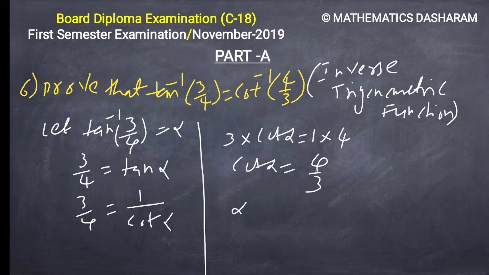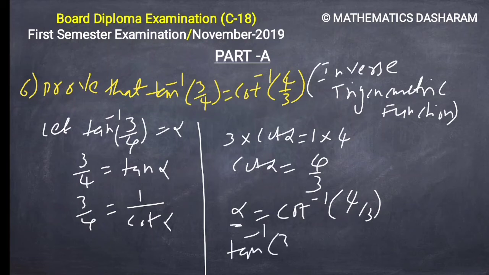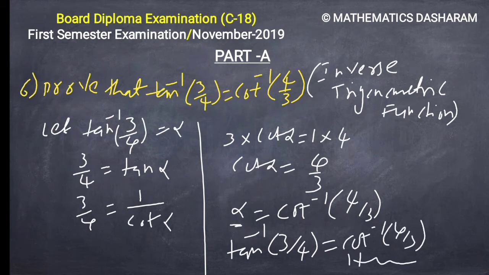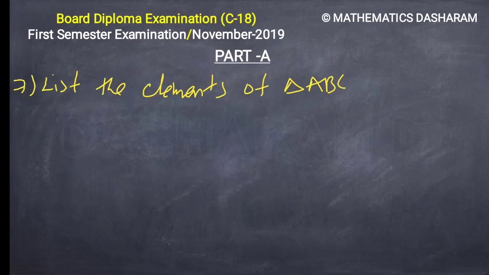So then alpha equals cot inverse of 4 by 3. But alpha we selected as tan inverse 3 by 4. So tan inverse 3 by 4 equals cot inverse 4 by 3. So hence proved.